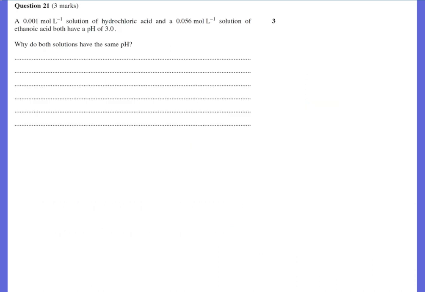This question is, you've actually got a solution of hydrochloric acid and a solution of ethanoic acid. They're at different concentrations, but they've both got the same pH. Have a go at answering this question. If you get stuck, turn to the next page. So pause it now, have a go. You'll get some hints in the answer on the next page.